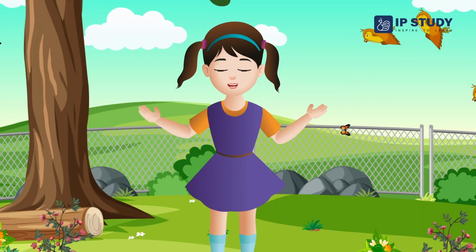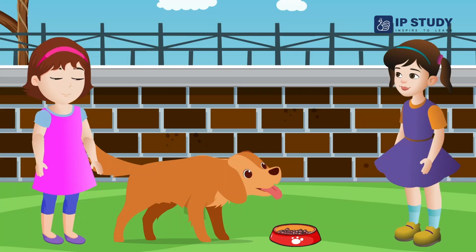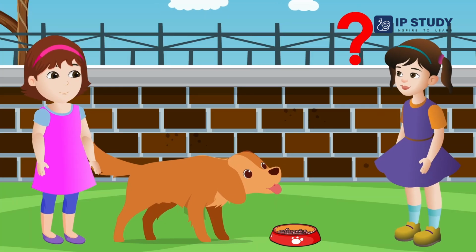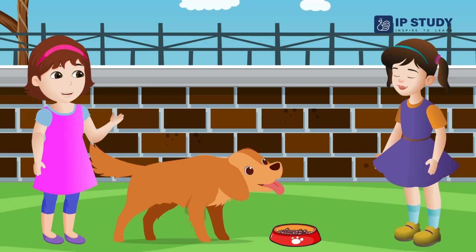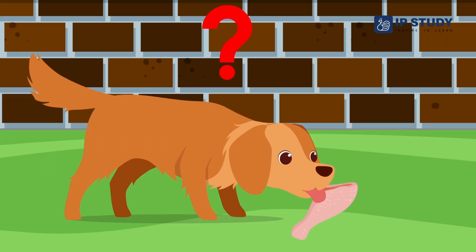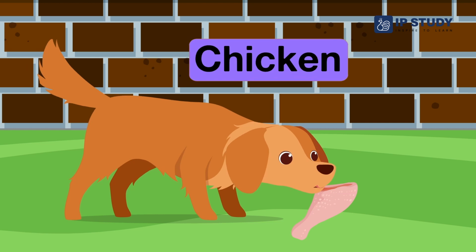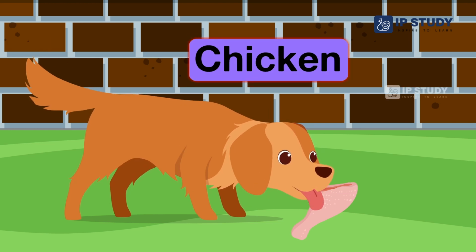What is used to ask about specific animal? What is your dog doing? My dog is wagging its tail. What is the dog eating? The dog is eating chicken.